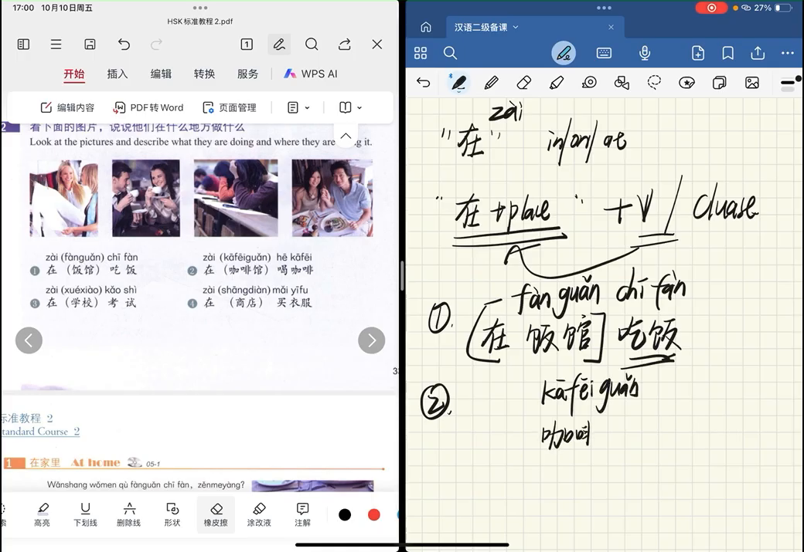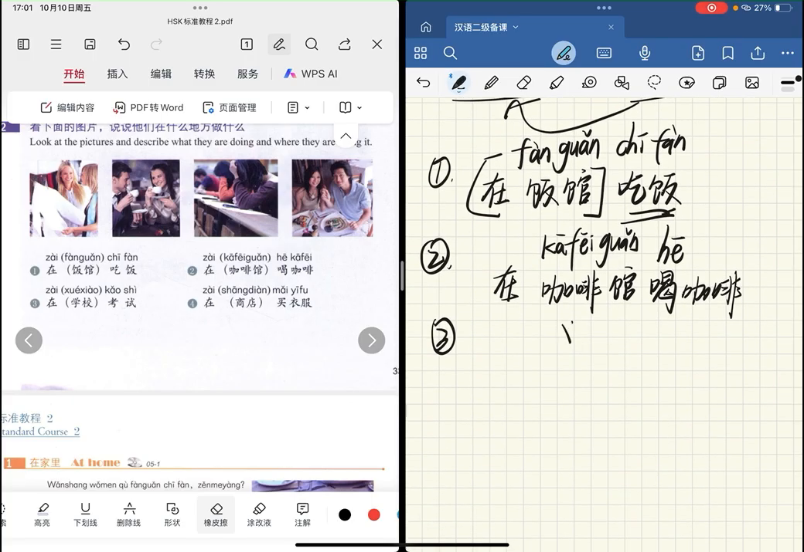Coffee. So we know 咖啡馆 is a cafe. Cafe is a place, right? So we can add 在咖啡馆, at the cafe. So you can drink coffee, right? So we can say 在咖啡馆喝咖啡. 喝咖啡, drink coffee at the cafe. Okay, let's see the next one.